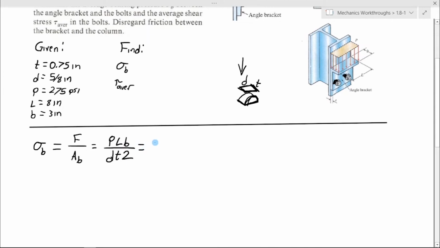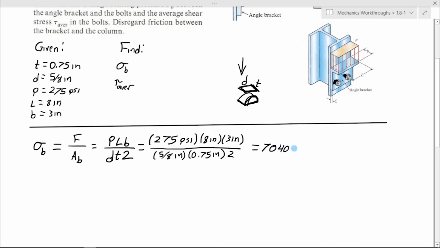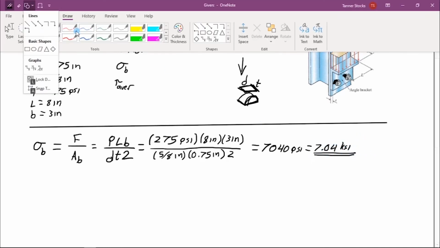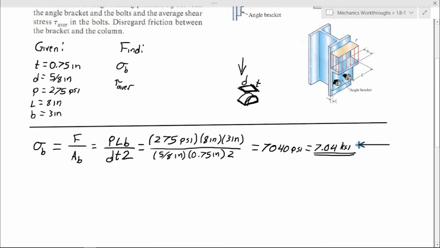And so now we can go ahead and plug in all of the values. And this turns out to be 7,040 psi, which we can simplify to 7.04 ksi, which just means 1,000 psi. And you can just replace the p with a k. And that is our answer for the bearing stress. And so that's not too difficult.